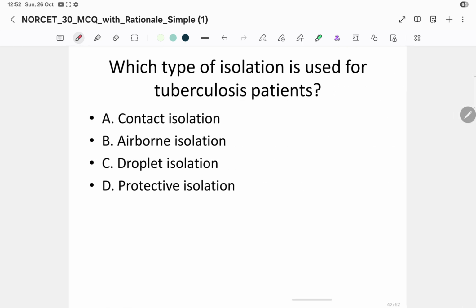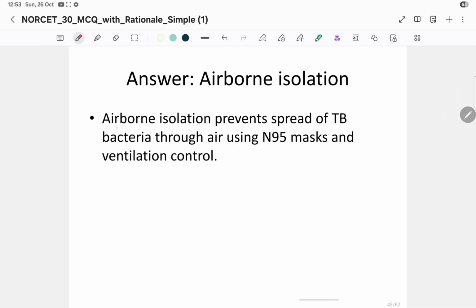Next, which type of isolation is used for tuberculosis patient? A. Contact precaution. B. Airborne isolation. C. Droplet isolation. D. Protective isolation. And the correct answer is option number B. Airborne isolation. Airborne isolation prevents spread of TB bacteria through air using N95 masks and ventilation control.